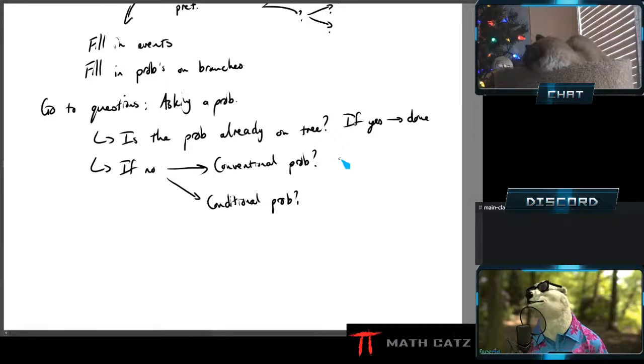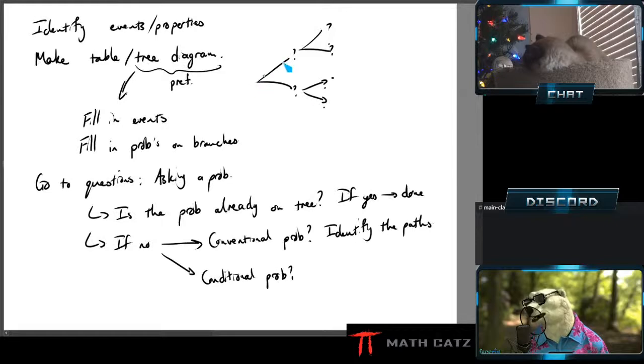So if it's a conventional probability, I simply identify the paths that will give me, from start to finish, what satisfies the requirement that the probability wants. Is it the top path? Is it just the second path? Is it a couple of paths that I then add together? And we've figured out for a single path, we multiply along the path and then we add up separate paths.